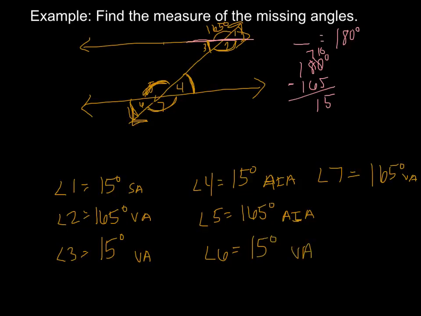Really, on something that looks like this, where you have two parallel lines and a transversal line, there are going to be two different angles. We just have to be able to figure out which ones are the same and why they're the same.